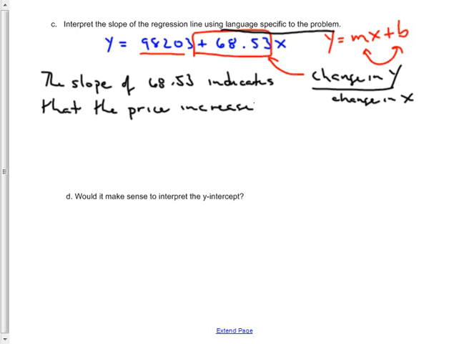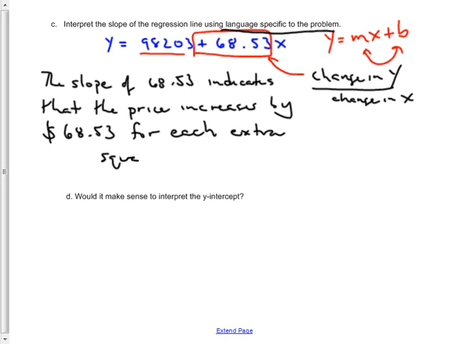increases by $68.53 for each extra unit in x, and x was the square feet of the house. So for each extra square foot. All right, so interpreting the slope, we can always use the same idea: a positive slope means an increase, a negative slope a decrease in the y value for each extra unit in the x value.